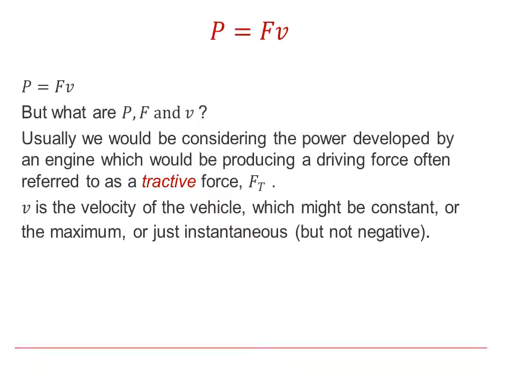But what do we know about P, F and V? Usually we would be considering the power developed by an engine, which would be producing a driving force, often referred to as tractive force, Ft. V is the velocity of the vehicle, which might be constant or maximum or just an instantaneous value, but it will not be negative, and therefore we can usually consider the speed of the vehicle instead.